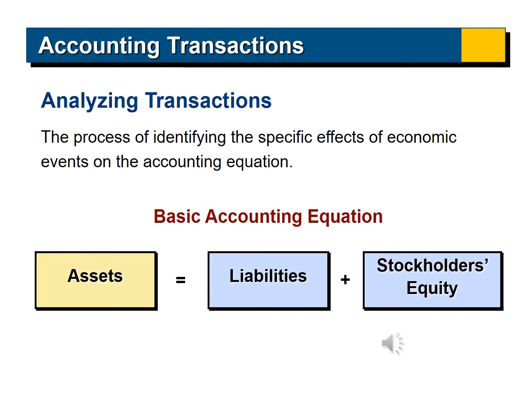The processing of any transaction begins with analyzing the transaction to figure out exactly what part of the accounting equation is affected by the transaction. And as you can see, the basic accounting equation, which we discussed in a previous chapter, is assets equal liabilities plus stockholders' equity. The transaction has to be placed in this equation, and the elements which are affected by the transaction must be identified.